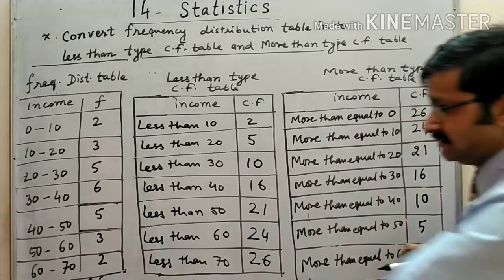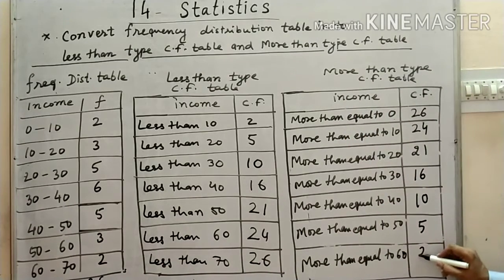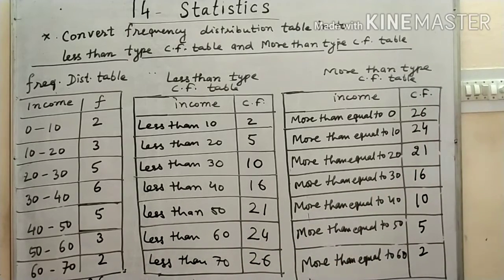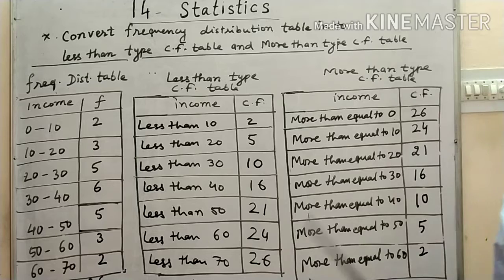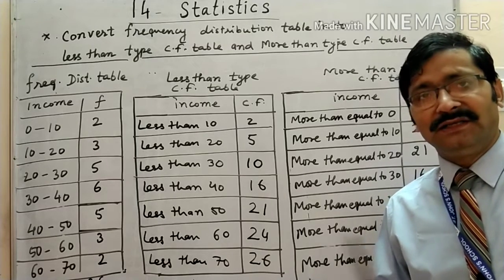Now more than 60. More than 60 means we subtract 3 also. So 5 minus 3 is 2. Now look here. More than 60 is what here? 2. And less than 70 here also 2. So I hope you understand this. This way you can convert the frequency distribution table to a less than type CF table and a more than type CF table. This is very simple and I hope you understand.